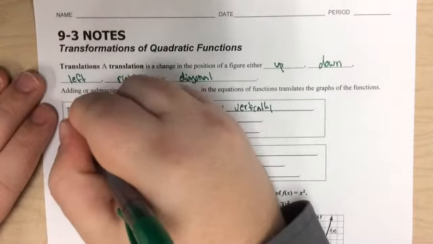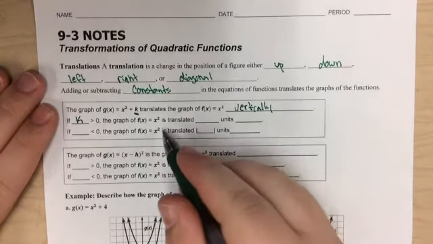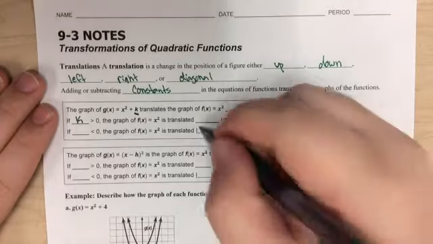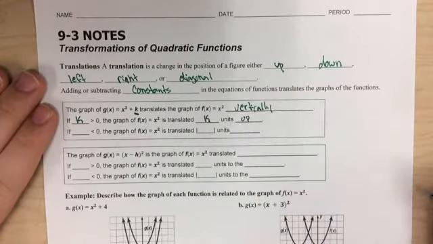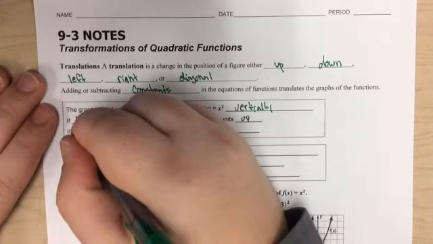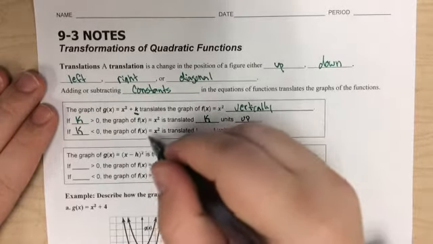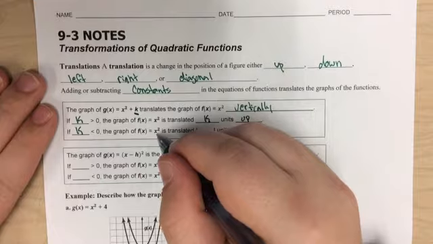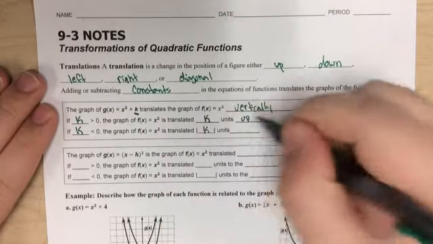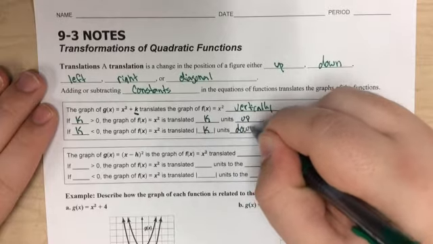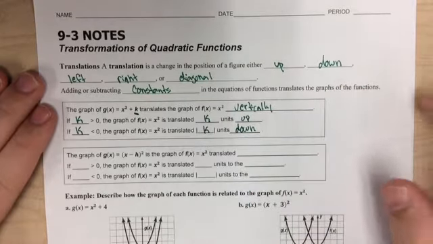So if k is greater than 0, we know that our parabola is going to be translated k units up. Whereas if k is less than 0, then we know that our graph, the function f of x equals x squared, is going to be translated k units down. So that's just the first one we're going to look at.